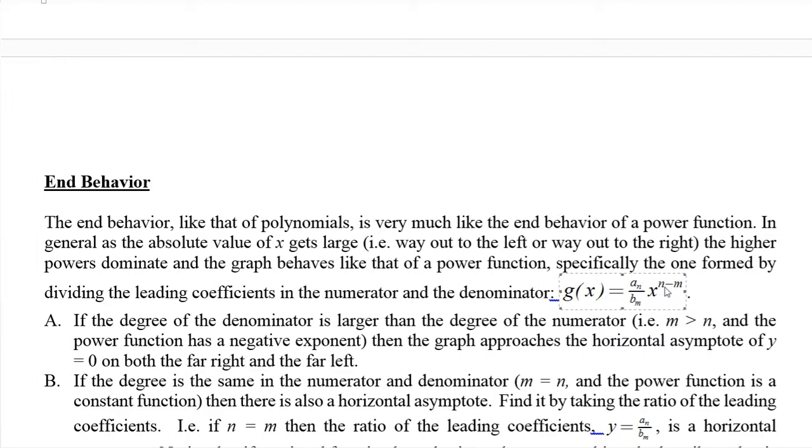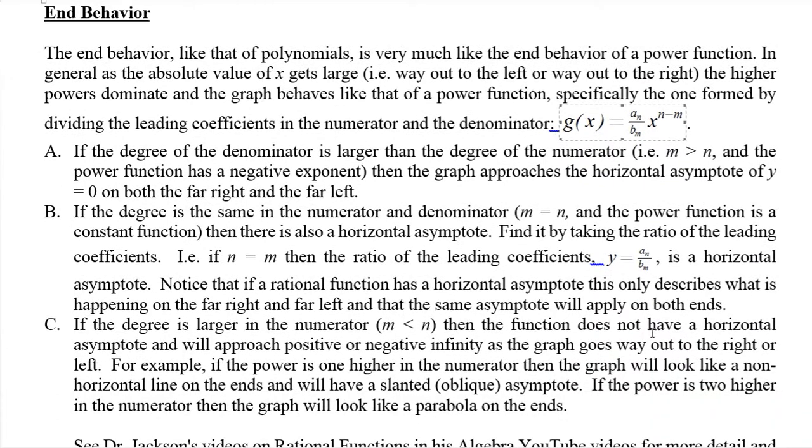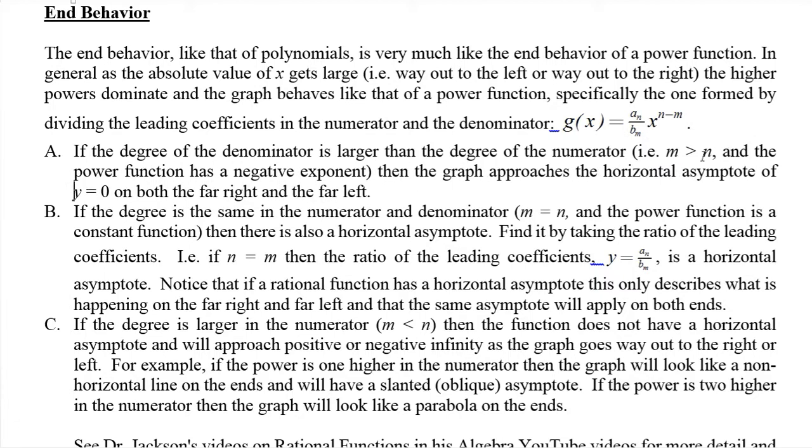However, if the power is bigger in the denominator, then this difference here gives you a negative power, and we know that all the negative powers approach the x-axis as we go out to the right and out to the left. And so the negative power functions do that. And so we know that the limit as x goes to infinity or minus infinity is a horizontal asymptote of 0. That's this one here, the case A. And so the horizontal asymptote is y equals 0 on the far right and far left.